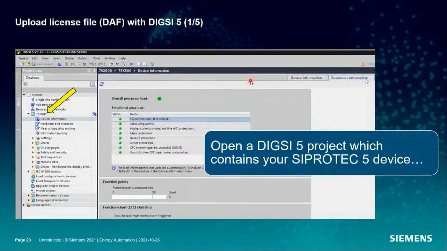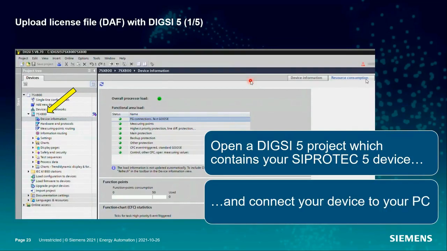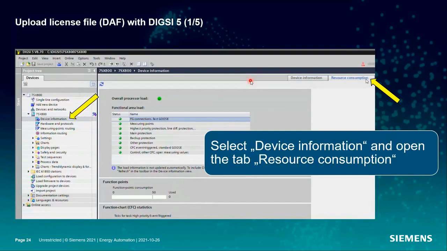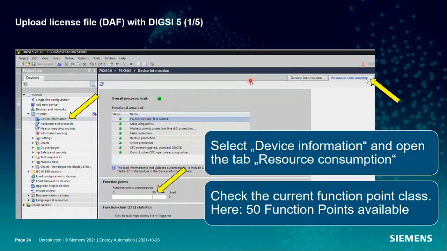You need to open DIGSI 5 and the project which contains your SIPROTEC 5 device, where you would like to upload the function points on a new license file, and connect the device to your PC. Start selecting device information and open the tab resource consumption. And then you would see here on the function points, the current function point class. So 50 function points are already available on this device.